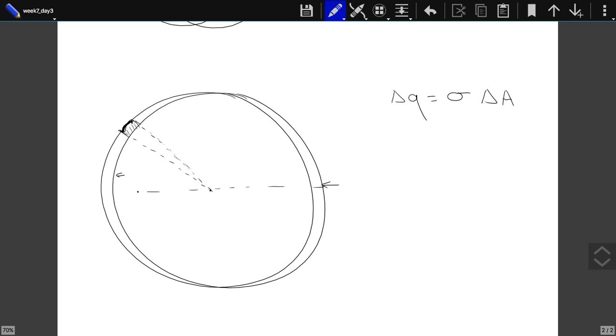Of course, it depends on the angle. So that is what we hope. We hope to get sigma should be proportional to cosine theta somehow. That is what our aim is. So this is our angle theta.